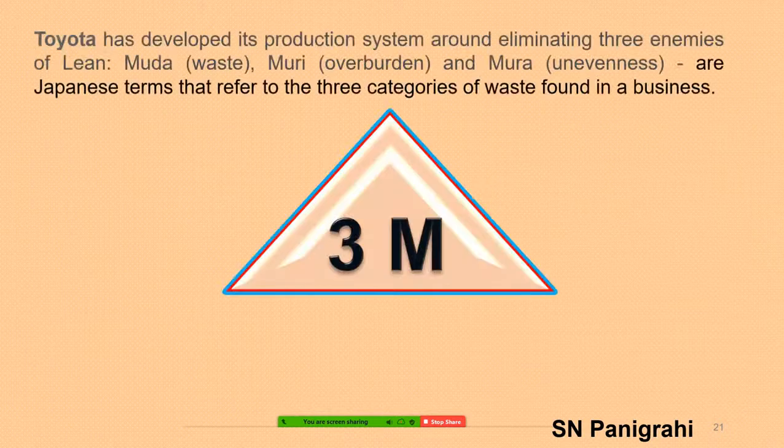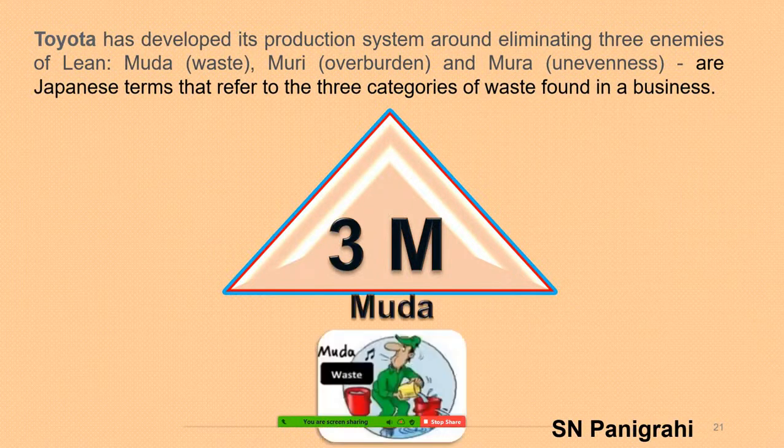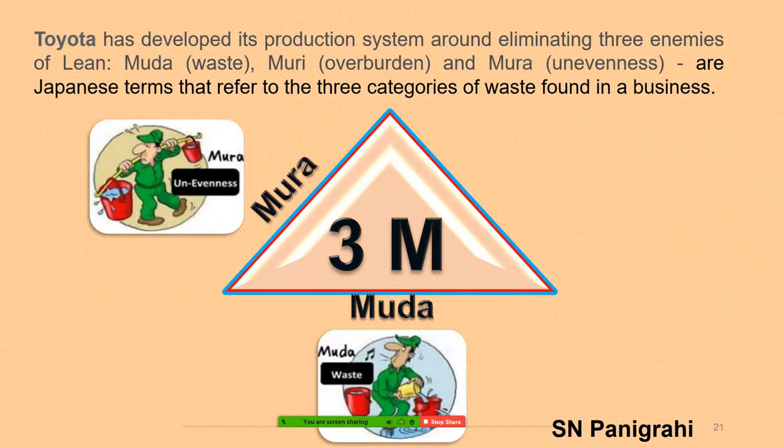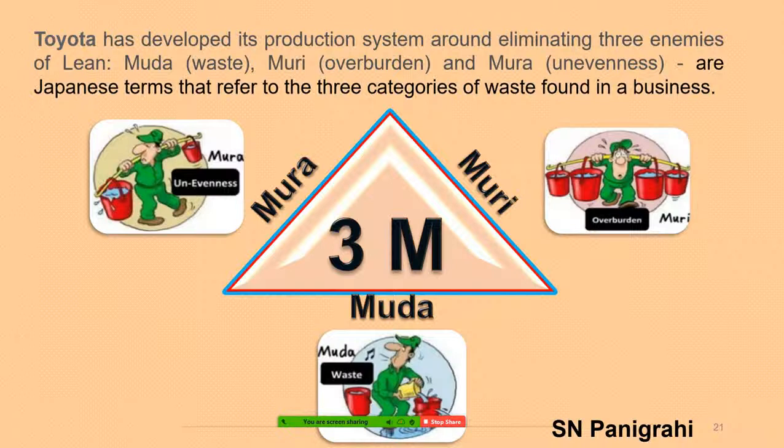In Lean, there is actually a 3M concept as per the Toyota Production System. These are three Japanese words. One is called muda. Muda is pure waste. Then there is muri, which is nothing but overburden, and mura is unevenness. So these are basically the three wastes.